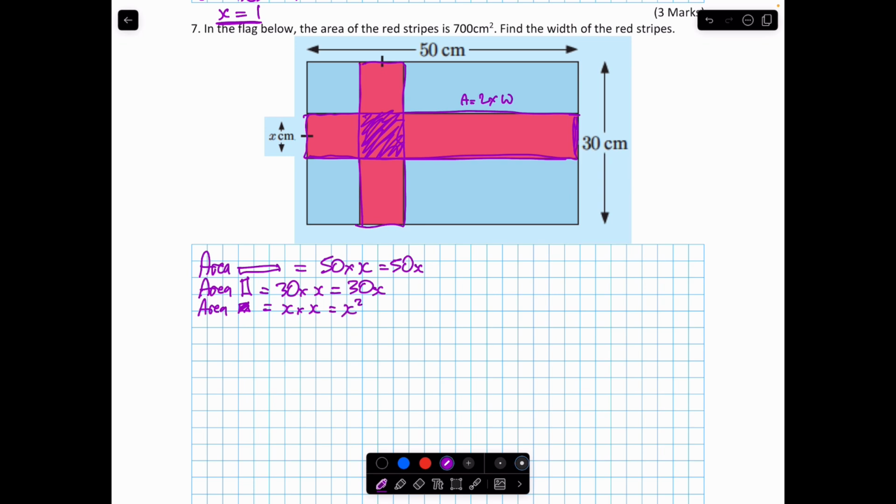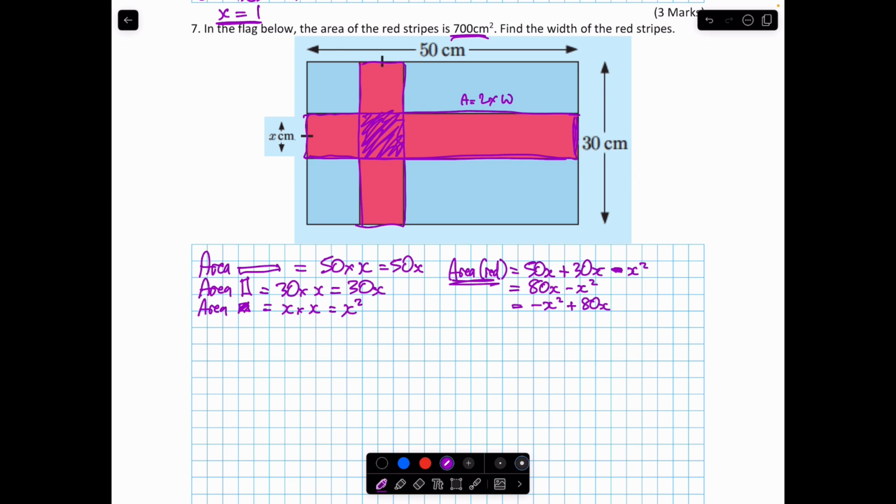So how does that help us? Well, the area of red is going to be the long rectangle plus the short rectangle. Take away the square in the middle that we went over twice. So it's going to be 80x take x squared. Written in the order of a quadratic, negative x squared plus 80x. Why is that useful? Because we know the area of red, according to the question, was 700.